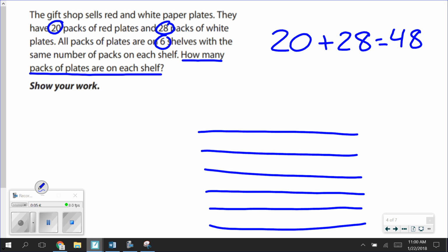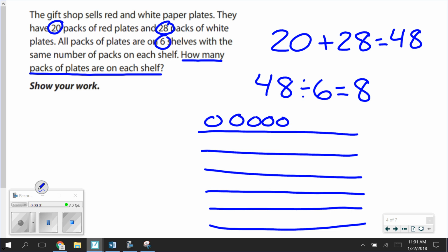What do you think? I'm breaking the number up into equal groups. I'm dividing. So I'm going to do 48. I know I have 6 equal groups. 48 divided by 6 is 8. So there's going to be 8 packs of plates on each shelf. Okay, because there's 48 altogether and there's 6.